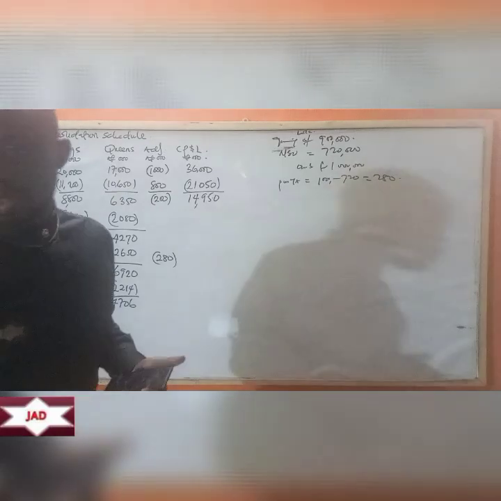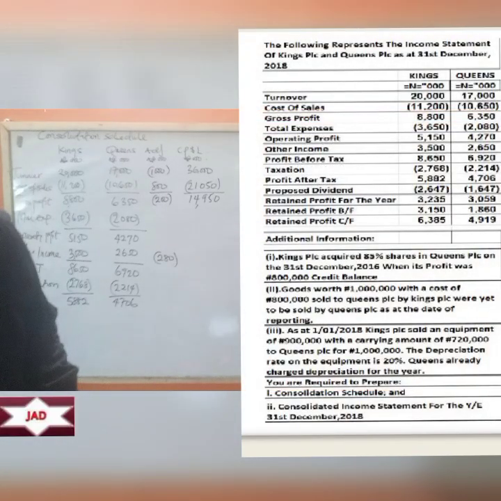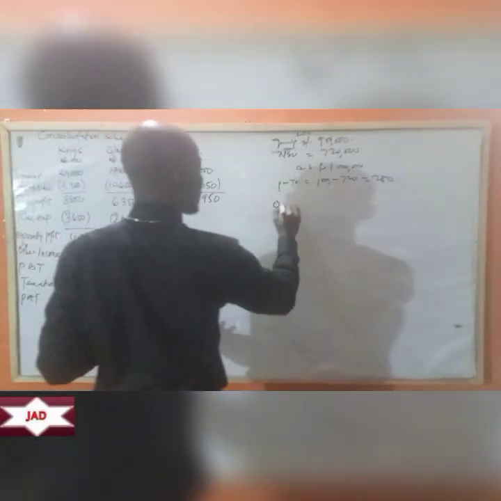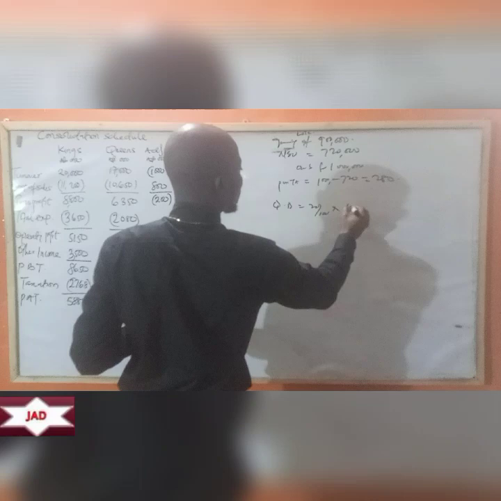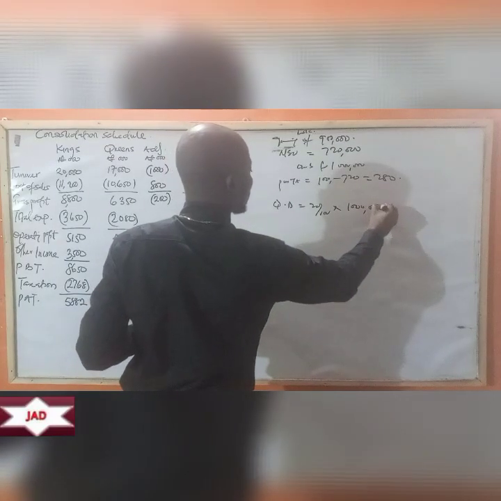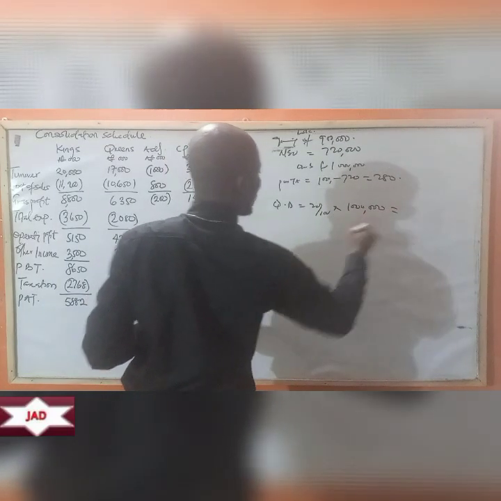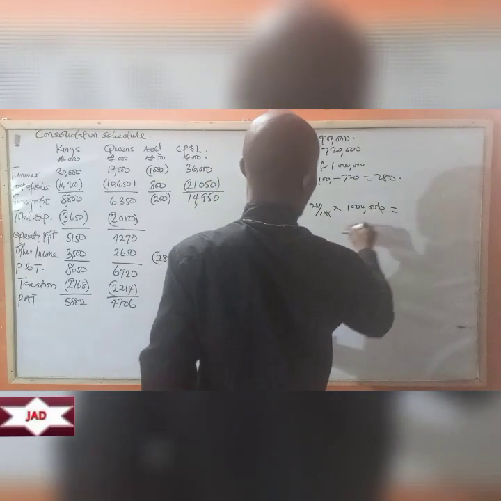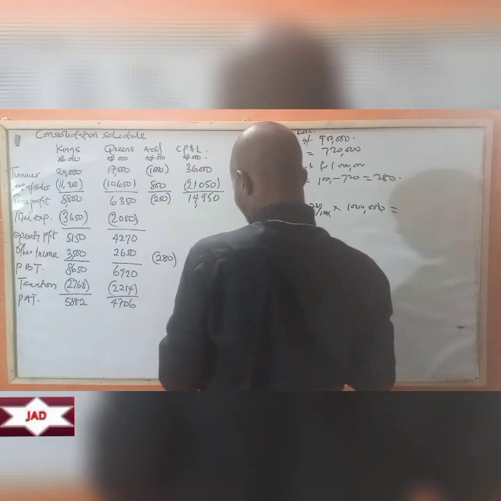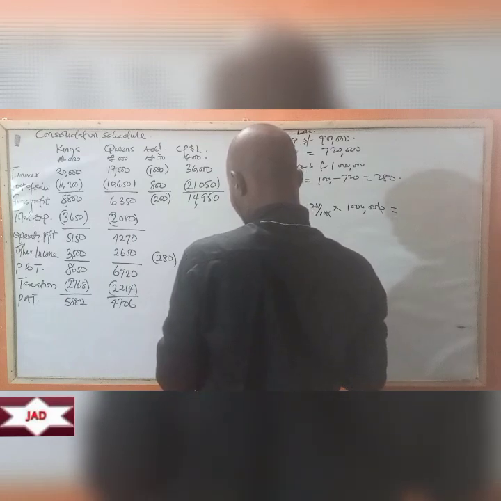Now they say there's a depreciation of 20%. Queens already charged depreciation for the year. So Queens depreciation would have been 20 over 100 times 1 million. Okay, so what do you have there? 0.2 times 1.8.